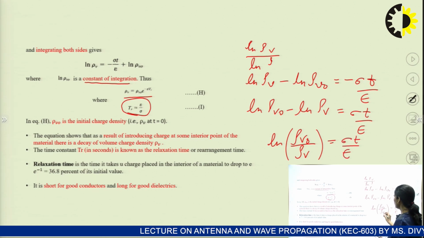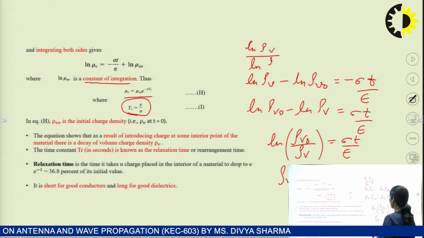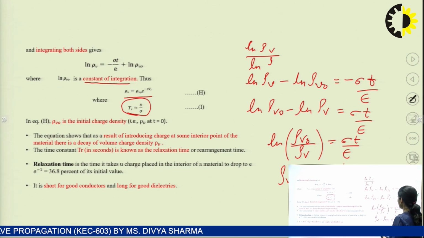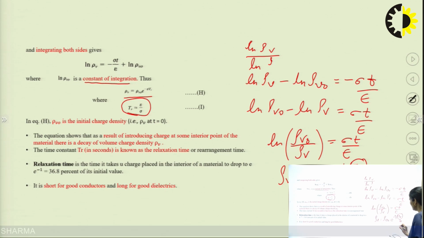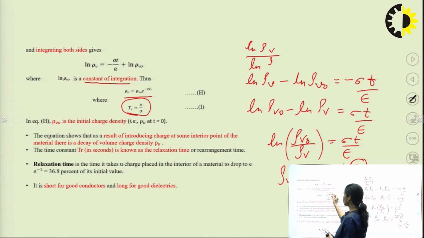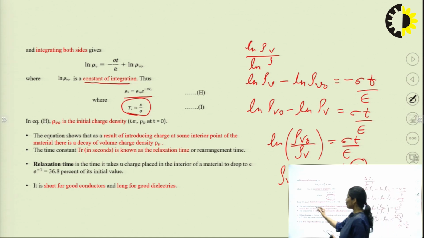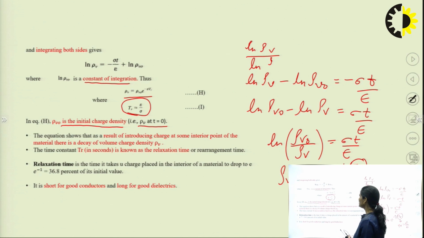So if you want to find rho_v, rho_v is equal to rho_v0 e to the power minus t upon T_r, where T_r is equal to epsilon upon sigma. So you will get the relation rho_v is equal to rho_v0 e to the power minus t upon T_r, and T_r is the relaxation time. Rho_v0 is the initial charge density, that is, rho_v at t equal to 0.